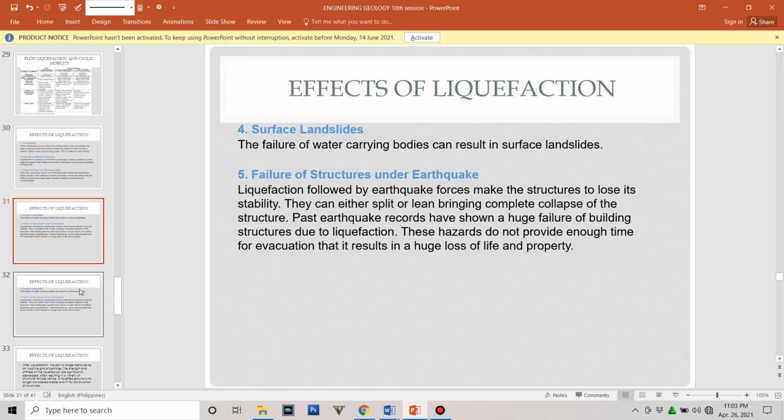So, ang kahirapan kasi dito sa liquefaction hazards, yung after effect niya is the liquefaction ng earthquake. Tendency, walang caution. Okay, hindi ka na makaka-exit, nag-collapse na yung building.